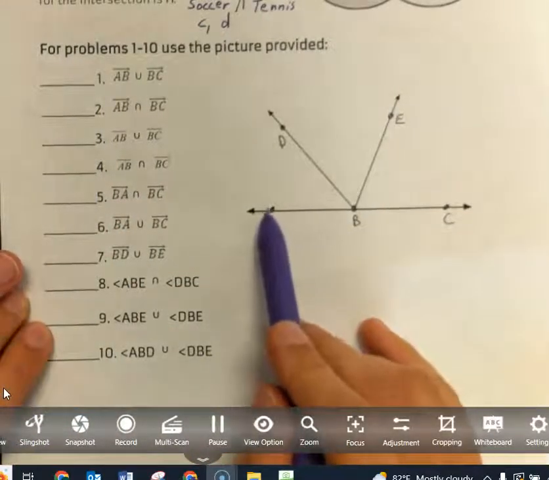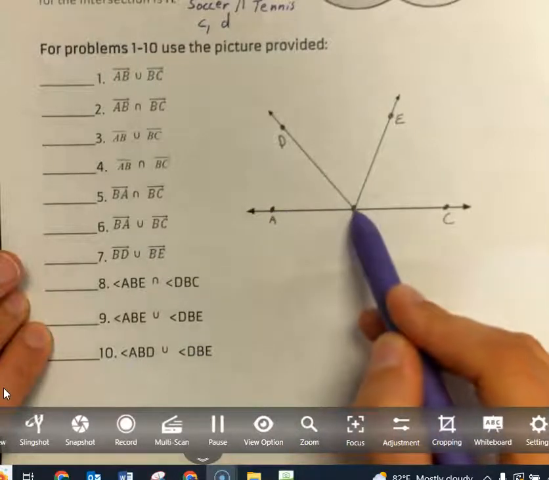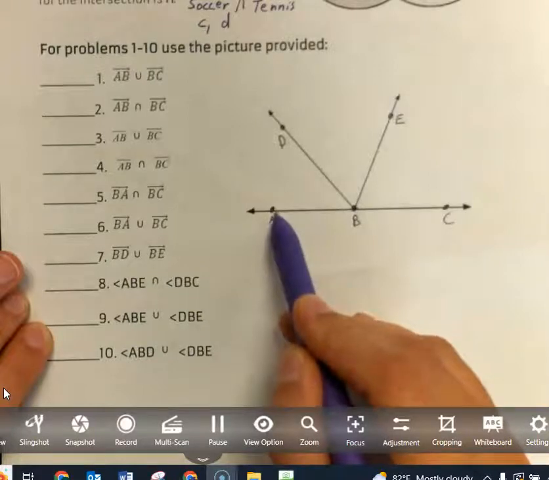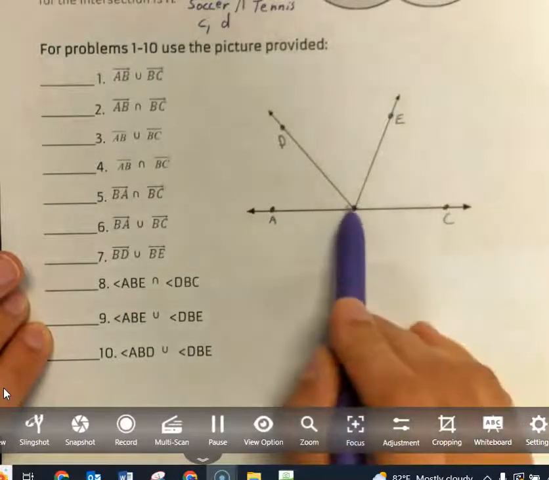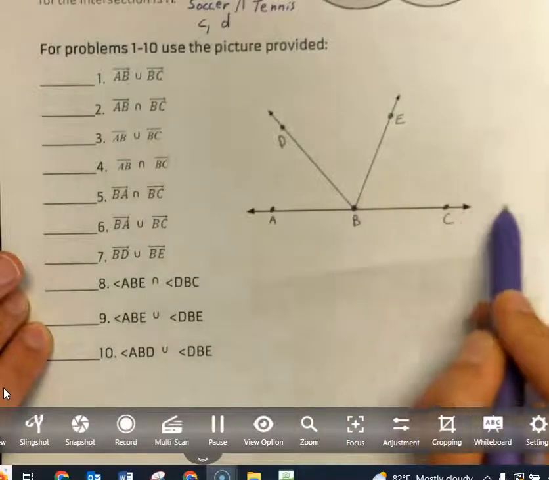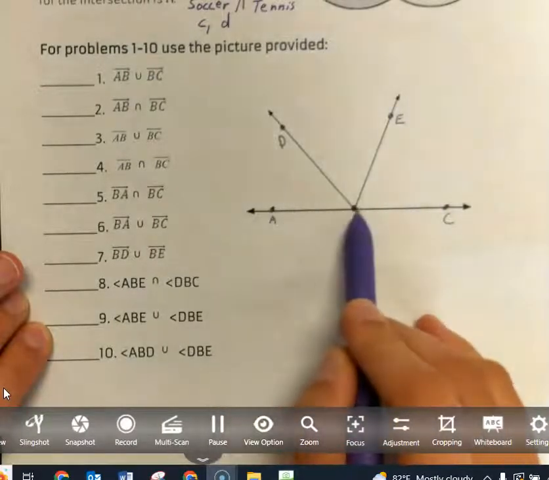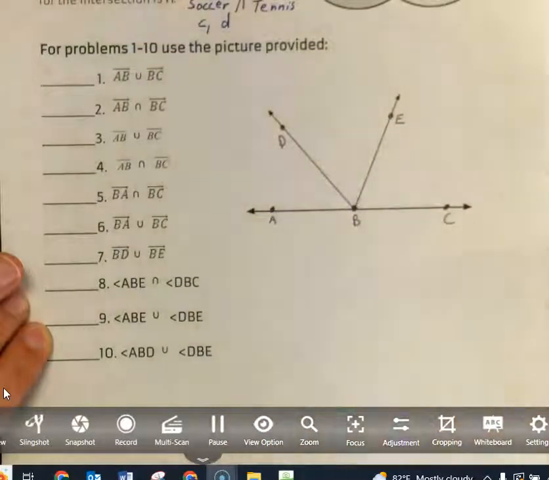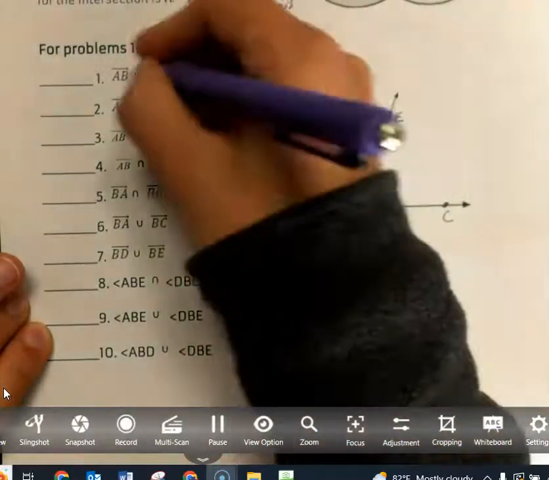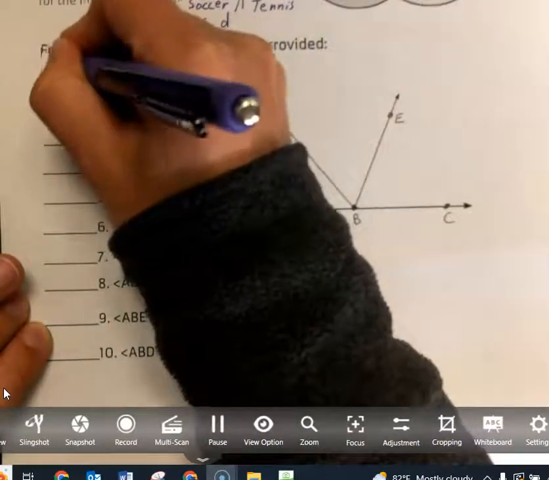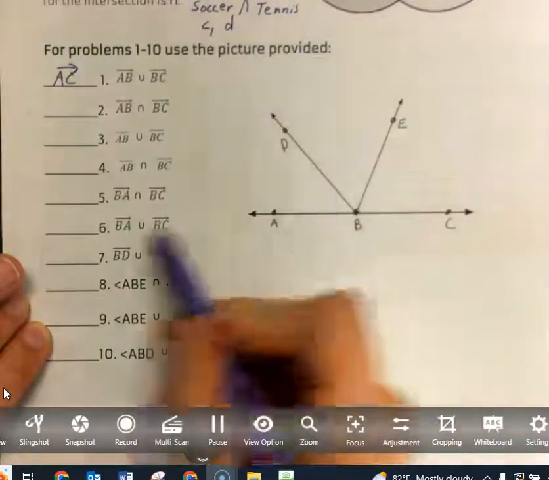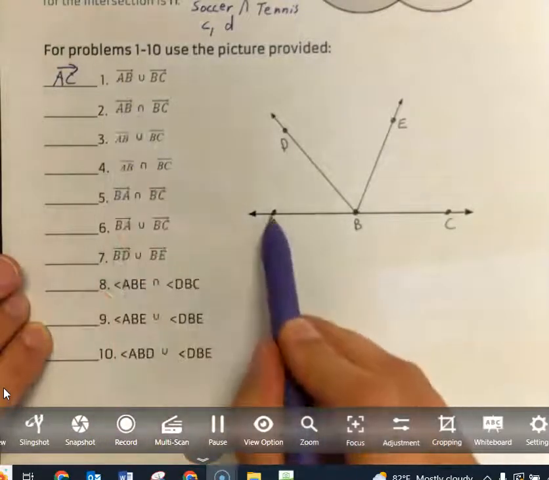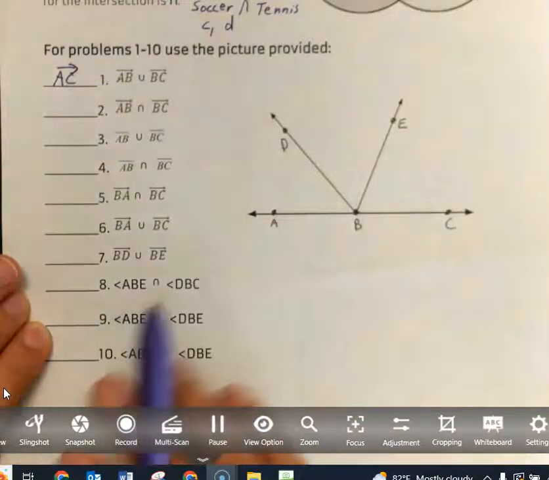Union of ray AB and BC. Well, ray BC starts here, continues on. Ray AB starts here, continues on. Well, together they start at A, continue all the way on. So ray AC continuing on. Does it continue on in the A direction? It does not, because we started at A, we don't have the arrow going the other way there.